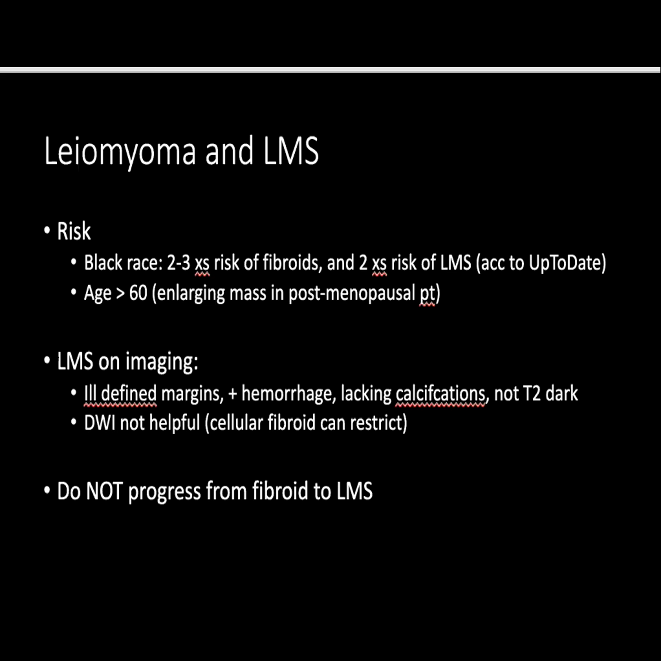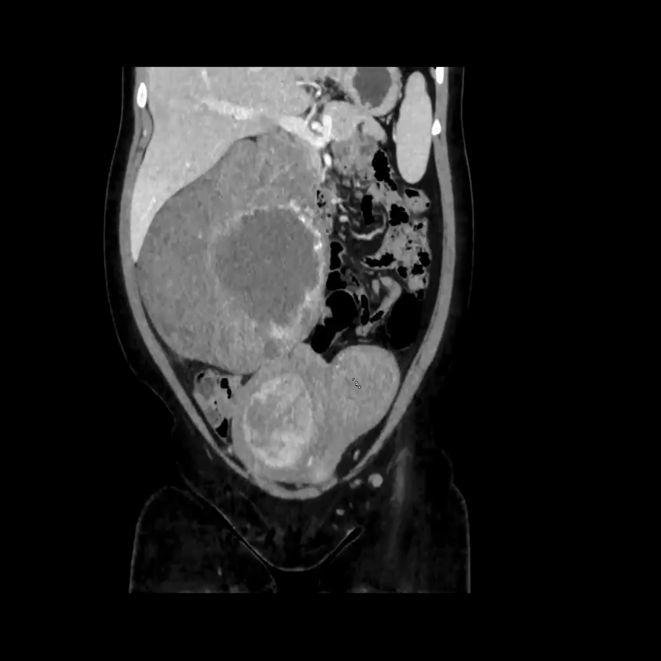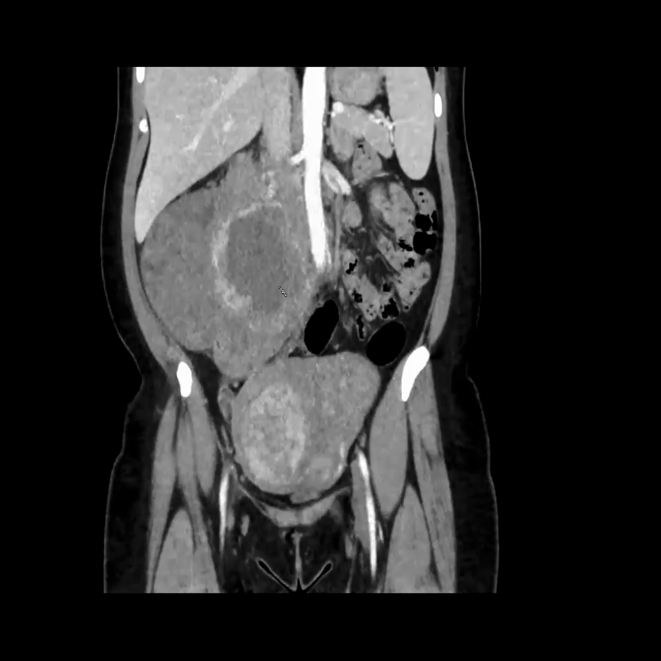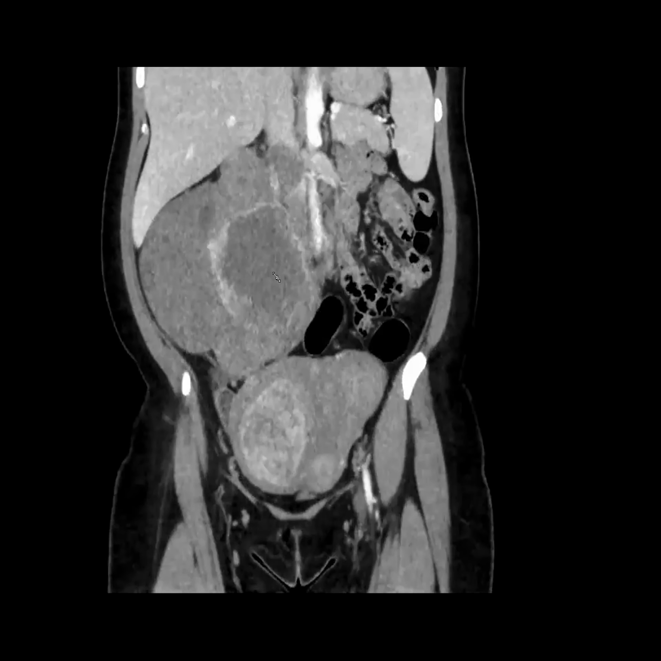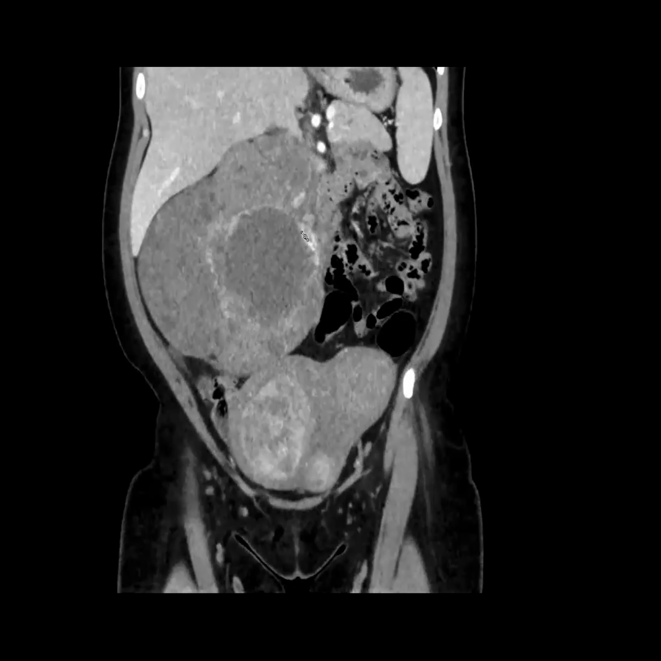And on imaging, it's super, super tricky, but you can look for ill-defined margins, hemorrhage, lack of calcification, and lack of T2 darkness, which is more of a sign of fibroids. And diffusion does not really help. So in this case, this was a patient with fibroids as well as an IVC leiomyosarcoma. And even though it's more common in older patients, this was actually a patient in their 30s, so it can happen.